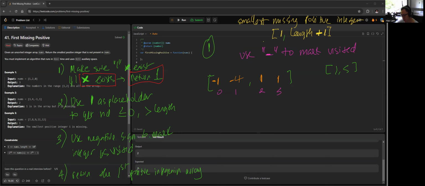Let's say, for example, we have 2 and 3 here. So if we iterate through the whole thing and everything is negative, then we return 5, which is the length plus 1. And yeah, that's pretty much it.